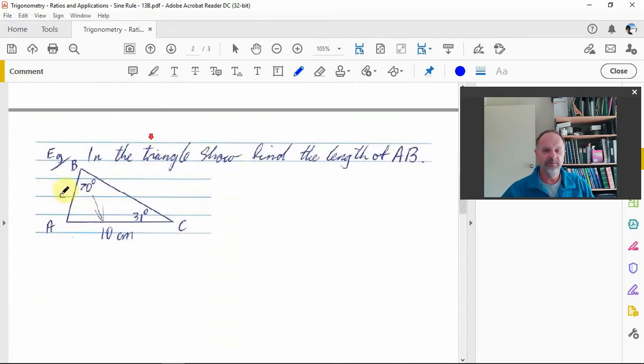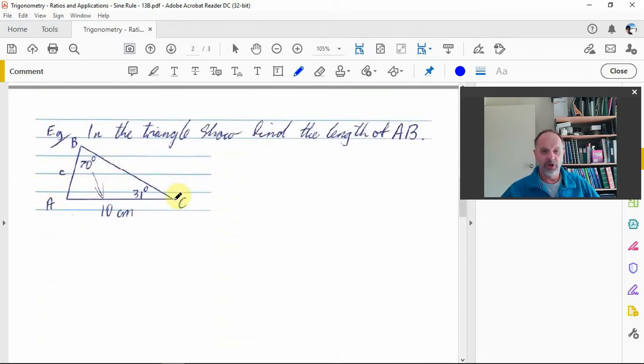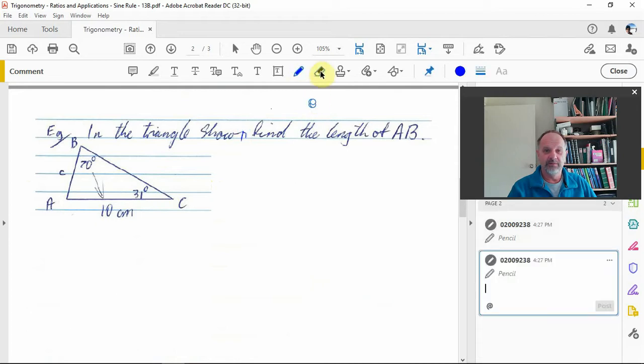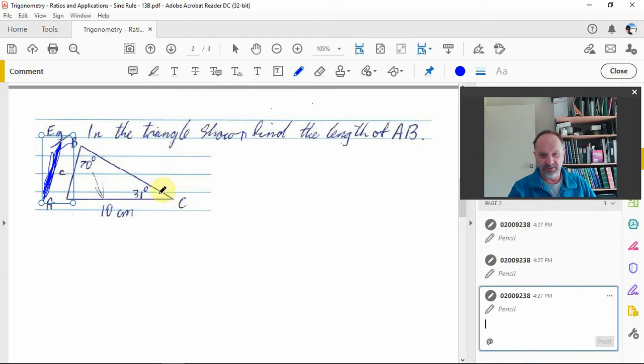Here we've got a triangle. In the triangle shown, find the length of AB. So we're trying to find this length here. Now this length is opposite vertex C, opposite angle C, so that's why I've already put the little c here. So I'm going c over sine C. And then I've got this side here.